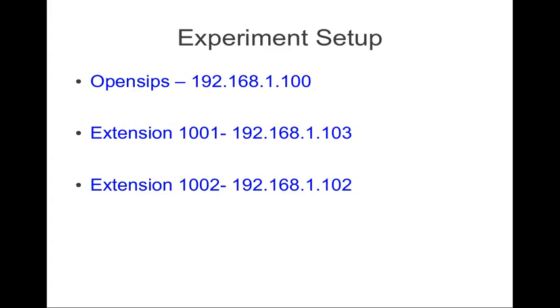Okay, so this is the assumption, and here is our experiment setup. We have a SIP proxy server, OpenSIPS, on the IP address 1.100, and we are going to create two extensions, 1001 and 1002, and we will register these two extensions on two different IP addresses. One is on 1.103 and the other is on 1.103. Okay, so let's start with the experiment.